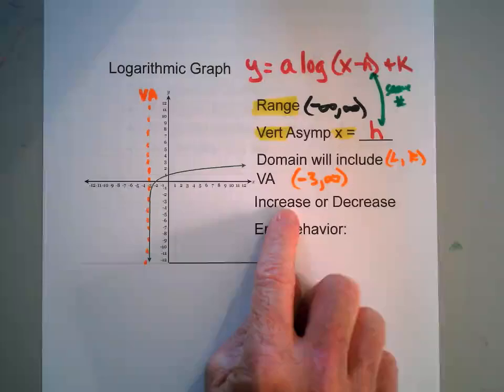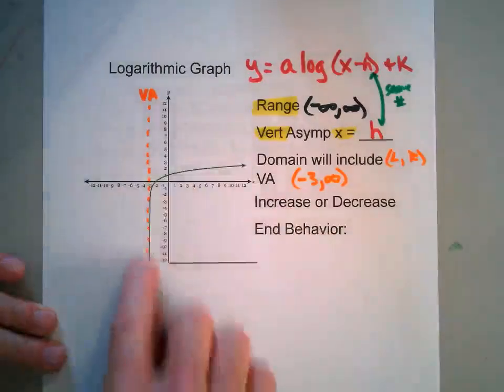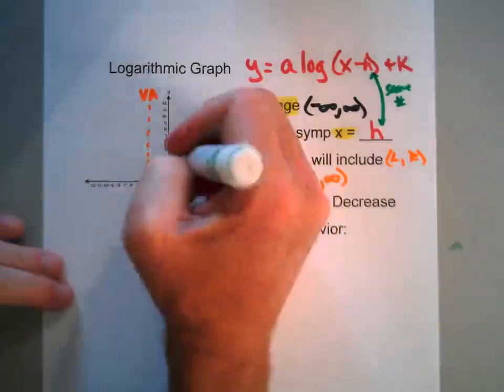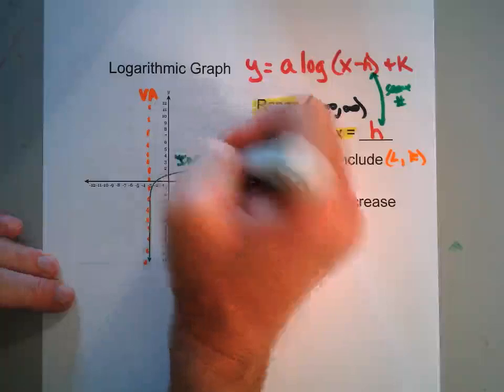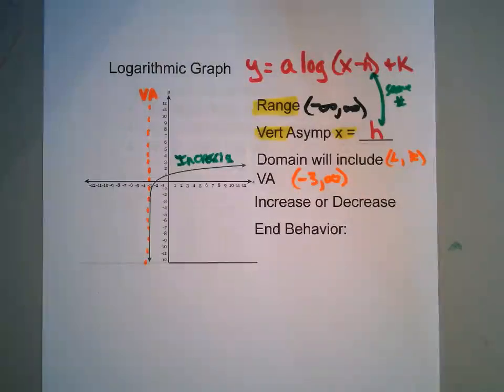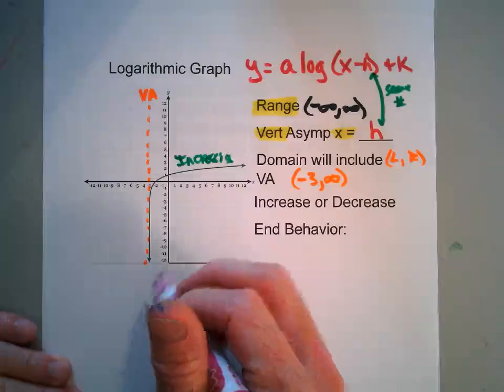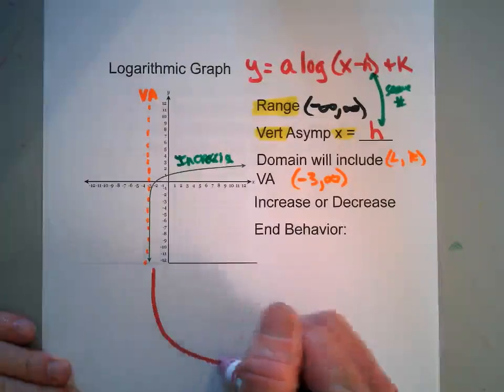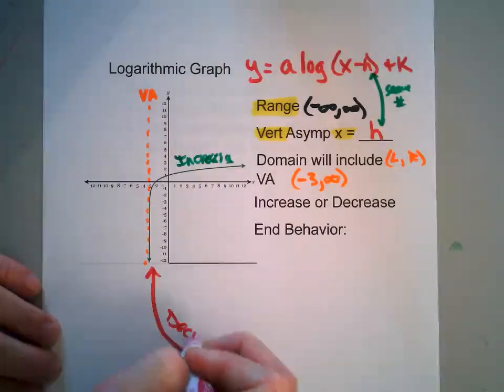Once again, it's going to ask you, as we move to the right, is this graph increasing or decreasing? This graph is increasing because it is moving up. One that would decrease would look like this. This is a decreasing version of a logarithmic function. Decreasing.